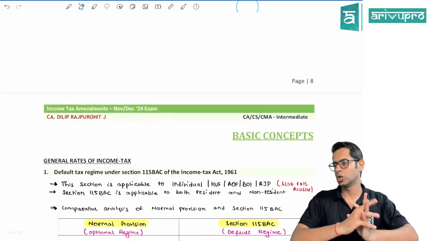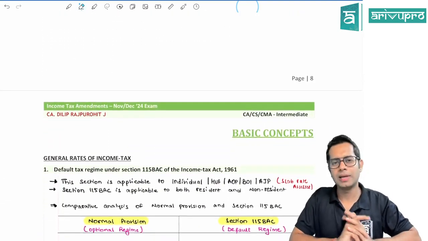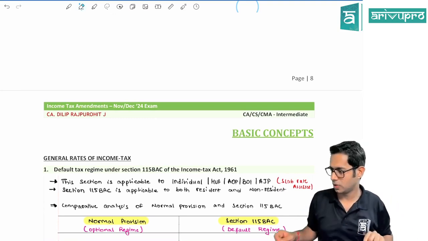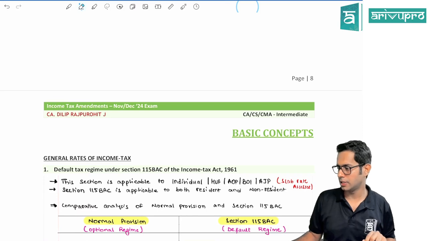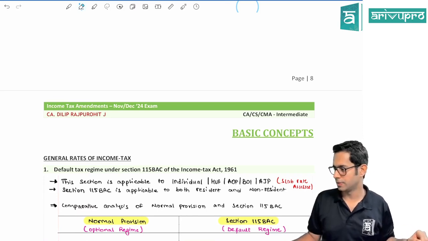This is newly introduced. We'll discuss income tax after a short break. Okay, one short break I'll take and then discuss income tax.